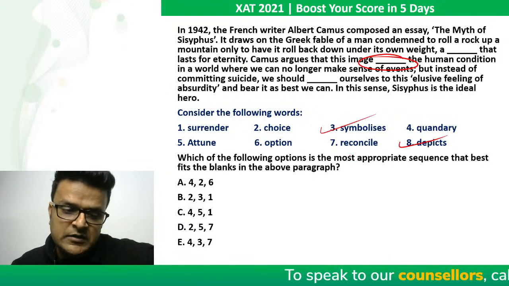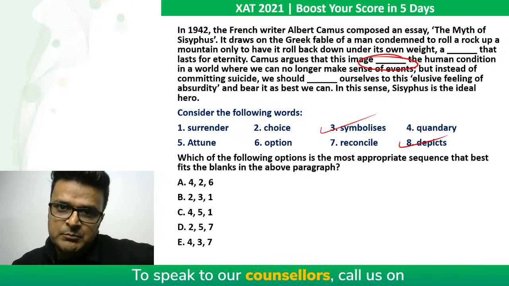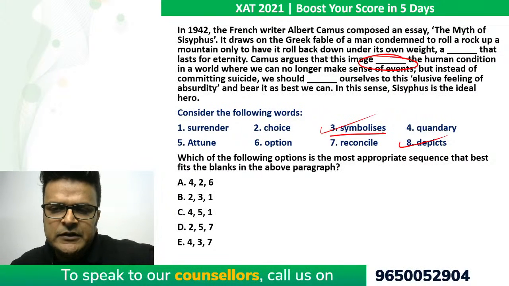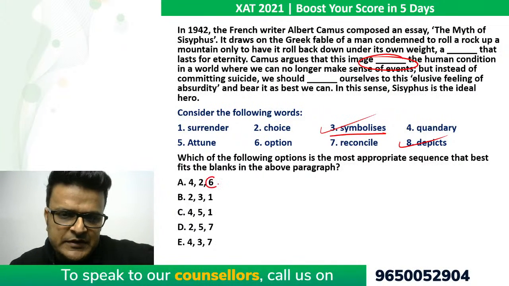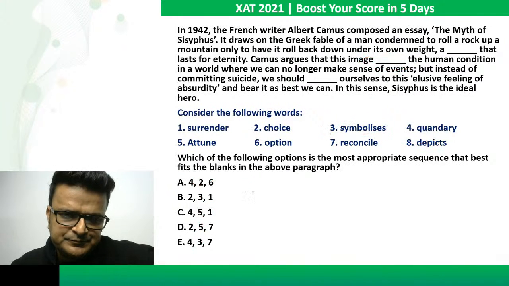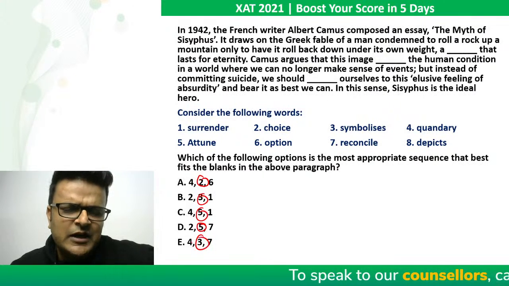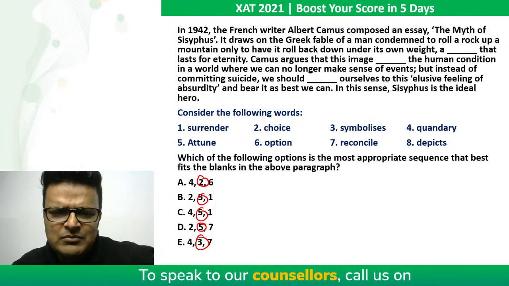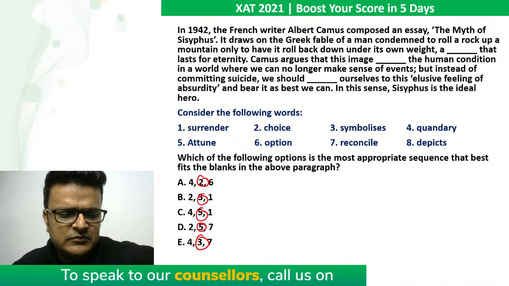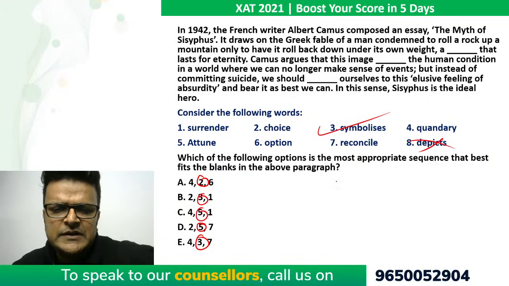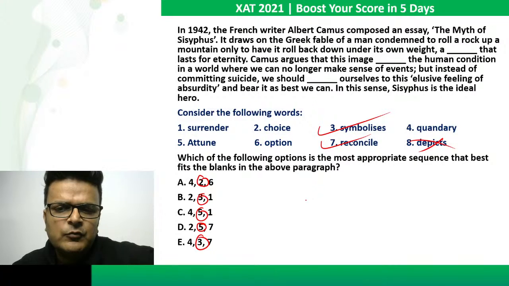Extreme difficulty, but there is a very nice silver lining here. 8th is not present in any option. It is nowhere. Check it. 8th is not present anywhere. So why has it been given? To waste time. Why would I spend my energies on this? So I would go for symbolize. I'll go for reconcile. Which one is my answer?